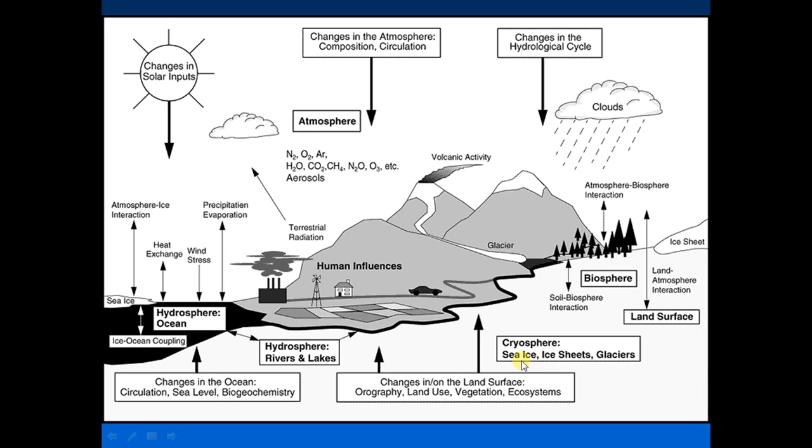Sea ice, such as in the Arctic. Ice sheets. There's 3 major ones. Well, really 2 and then a smaller one. There's the Antarctic ice sheet, the largest ice sheet in the world. There's the Greenland ice sheet. There's also the Patagonia ice sheet. And then glaciers are faster moving than the sea ice and the ice sheets.